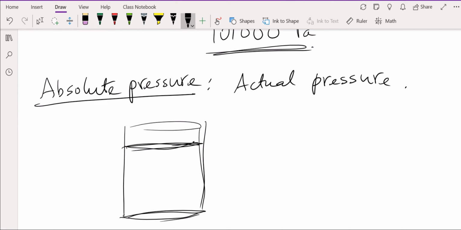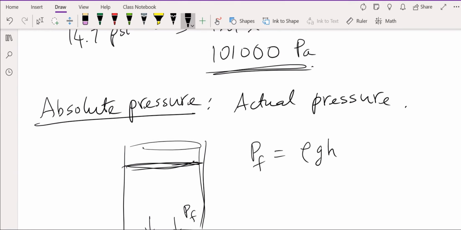You know that the pressure created at the bottom here by the fluid alone, PF. How much is the pressure created by the fluid alone? Rho G H, correct? The fluid alone creates a pressure which is rho GH. Now what is the pressure above the fluid? What is pushing the surface of the fluid on the top? Atmospheric pressure. So on the top is pressure atmospheric.